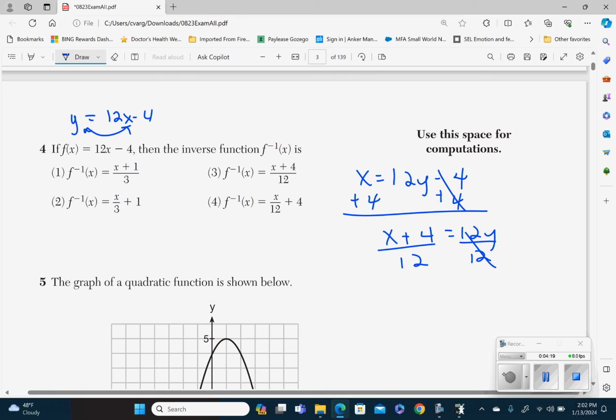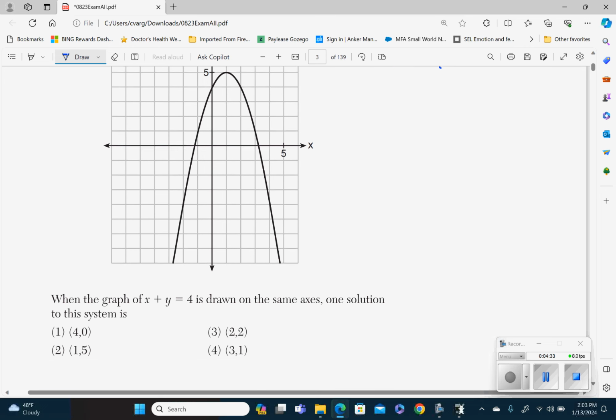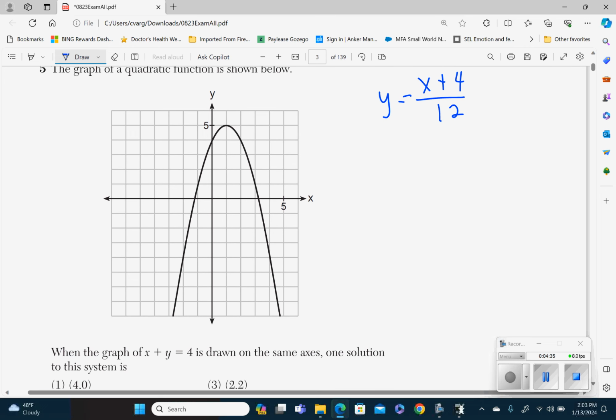This cancels out, so you get x plus 4 divided by 12 is equal to y, and answer choice 3 says exactly that. Okay. Again, everyone should get that question correct. Number 5. This one also is something that everyone should get correct. This is something that is graphable, right? So we have x plus y equals 4. Get the y by itself, minus x, so you get y equals 4 minus x.